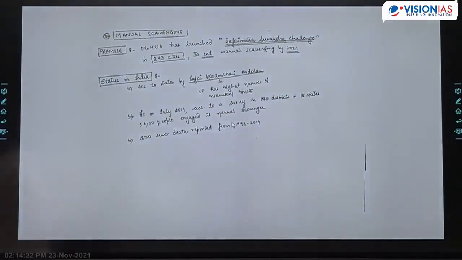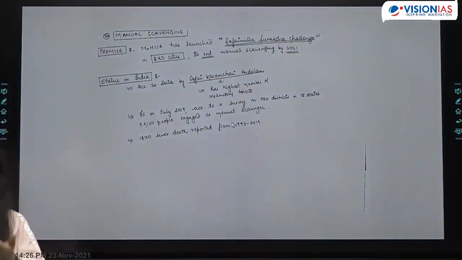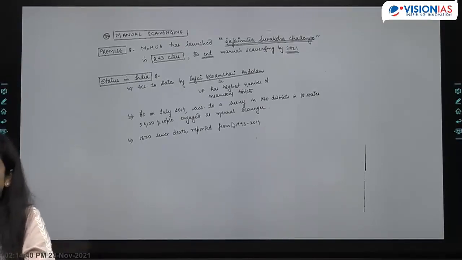Next topic that we have is manual scavenging, very quickly. So the Ministry of Housing and Urban Affairs has launched the Safai Mitra Suraksha Challenge in 243 cities. Their target is to completely eradicate manual scavenging by 2021. The status in India says that, according to Safai Karamchari Andolan, UP has the highest number of insanitary toilets. As on July 2019, a survey was conducted and more than 54,000 people were engaged as manual scavengers.